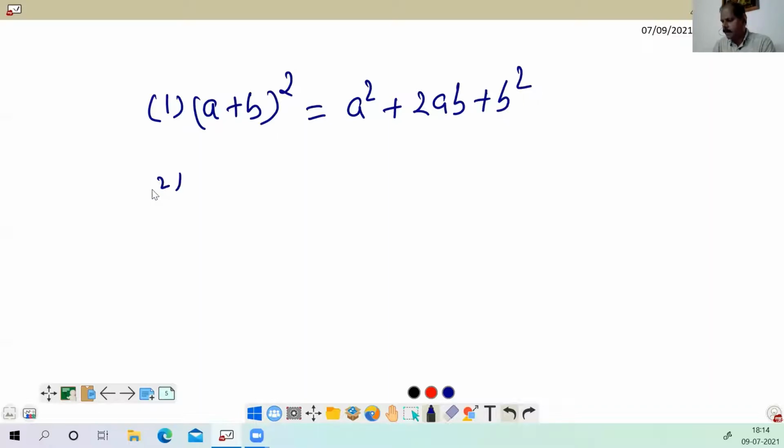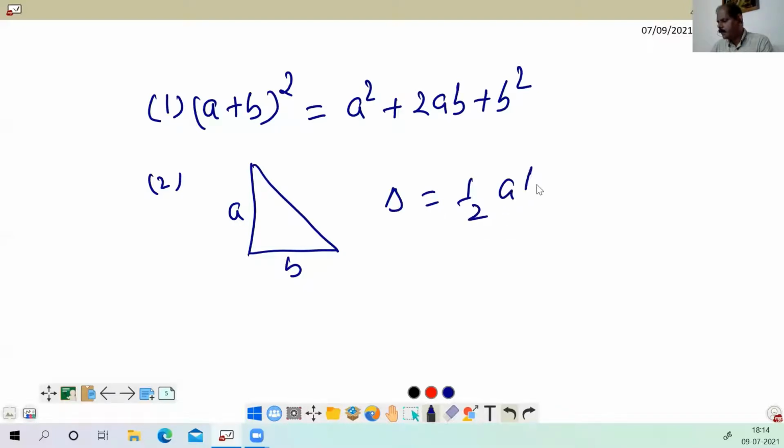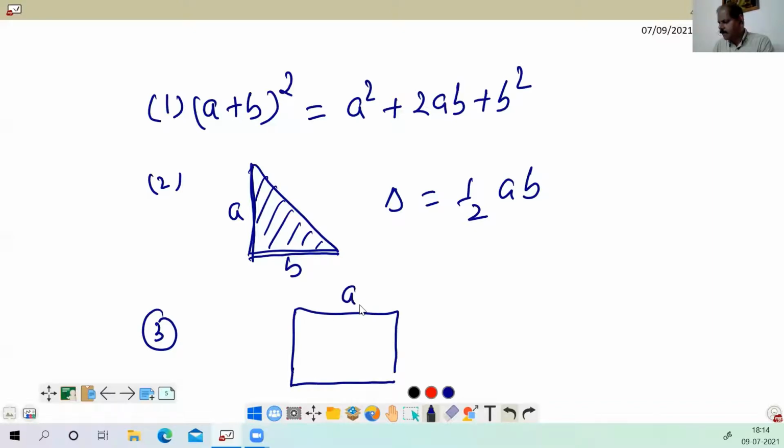Second one, in a right angle triangle, if A is the altitude and B is the base, then its area is equal to half AB, base into altitude. So this is the altitude, this is the base, then area of the triangle will be half AB. If there is a square with the side A, with side A means all the sides are A. Then area of this square is equal to A into A, that is A square. Area of the square is equal to A square.